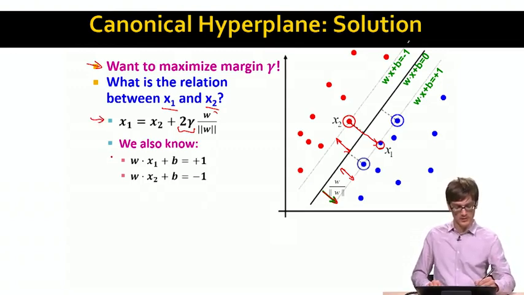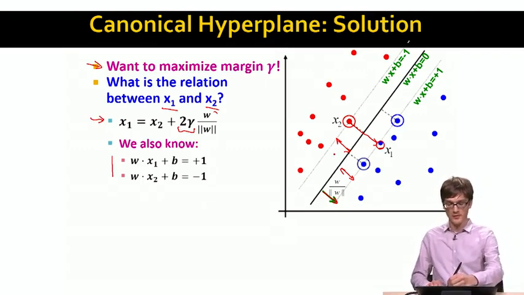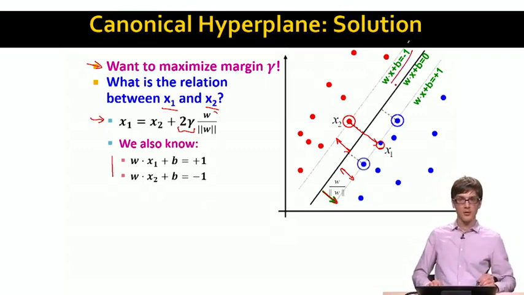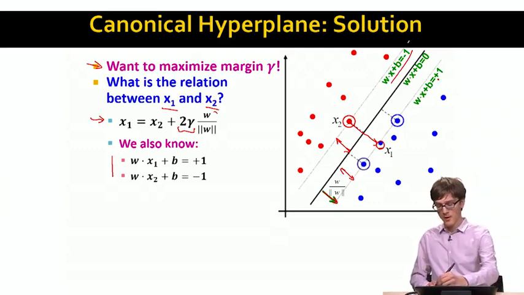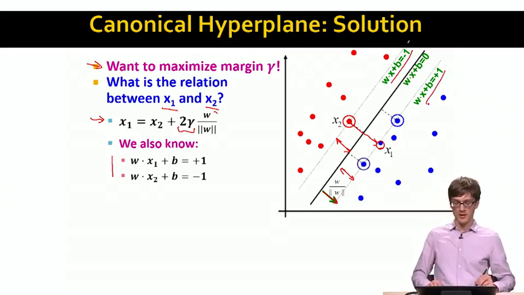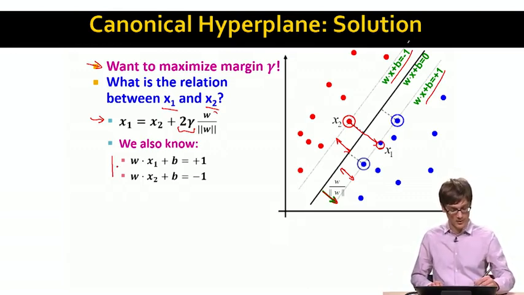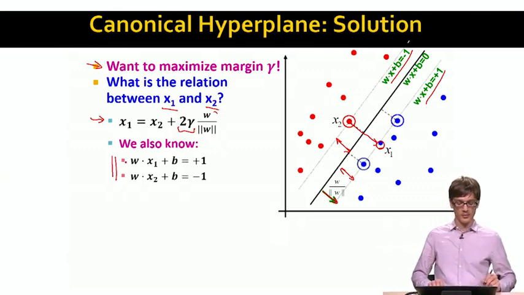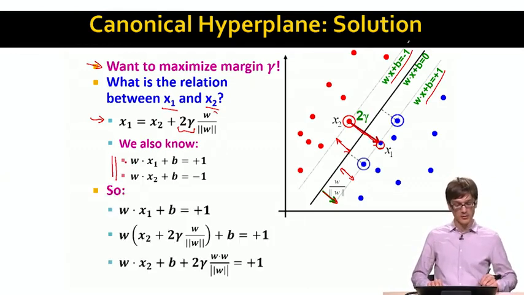The second equation that we know is based on our assumption on the previous slide, that the left side of the margin is defined by w x plus b equals minus 1, while the right-hand side of the margin, on the other side of the decision boundary, is defined by w x plus b equals plus 1. So I can also write out both of these constraints. So what I can do now is I can take this system of equations and try to solve it, right?